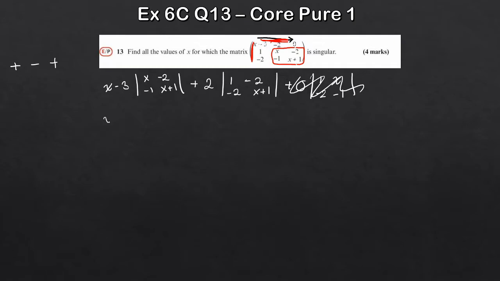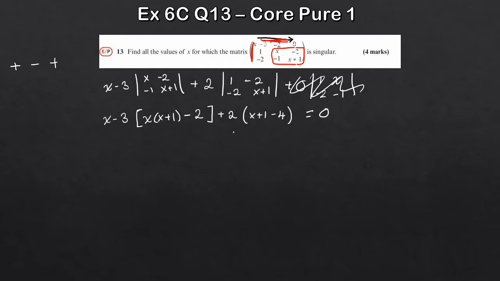So this will be x minus 3 times by, in the square bracket again, x times x plus 1, minus 2 times minus 1, which is 2, so it's minus 2 there. Okay, plus 2 lots of 1 times x plus 1, so x plus 1, minus 2 times minus 2, so that's 4, so it's just going to be minus 4 there. And again, what we'd expect here is that if this matrix is singular, the determinant must be equal to 0. Okay, so all this will be equal to 0.